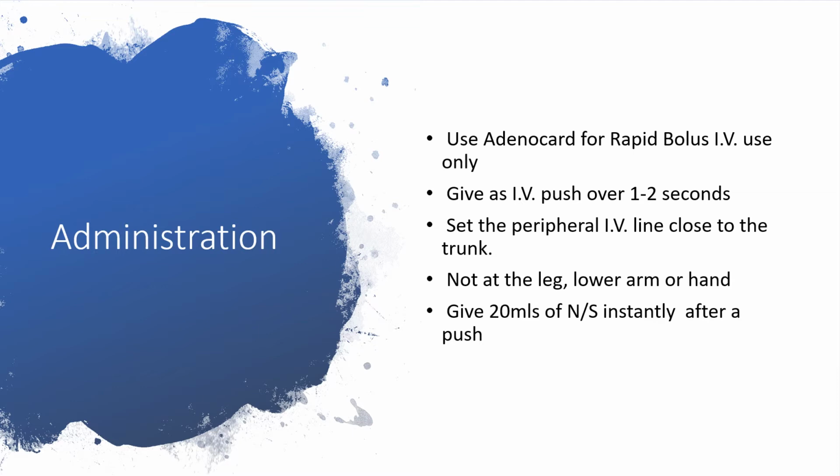You have to set the peripheral line close to the trunk. We don't want the peripheral line to be at the leg, lower arm, or the hand. And you can give 20 ml of normal saline instantly after you have given your intravenous Adenoscan push.